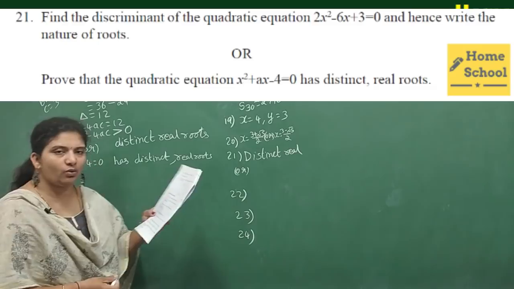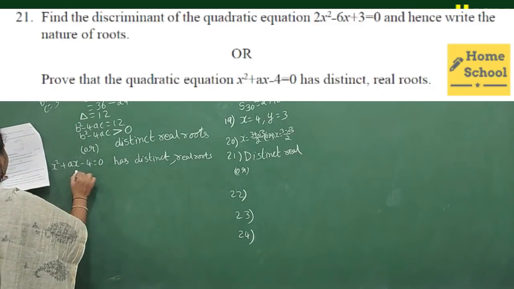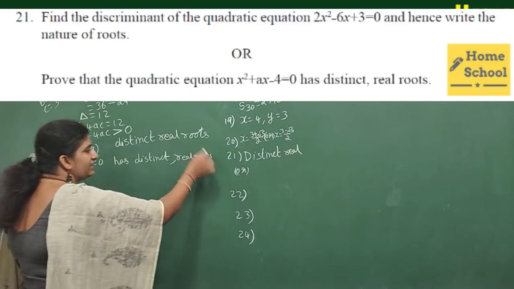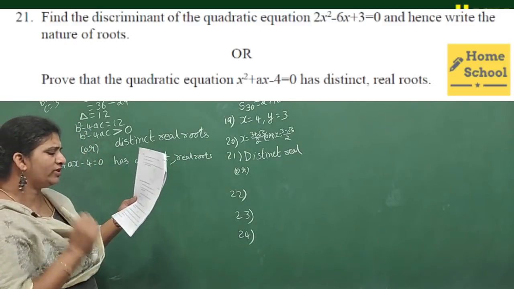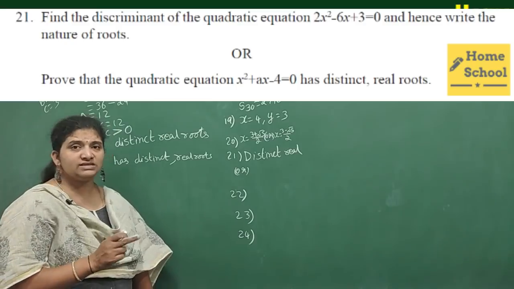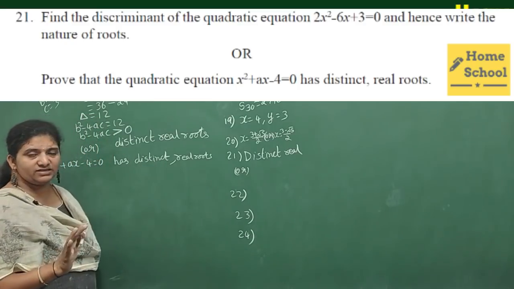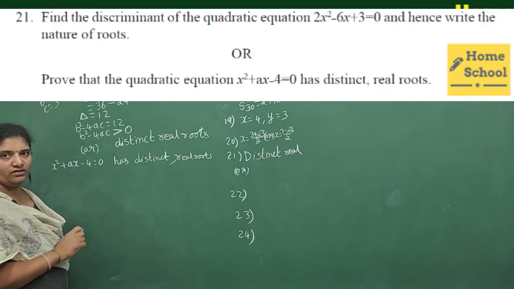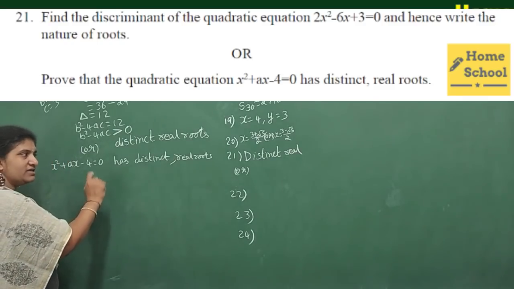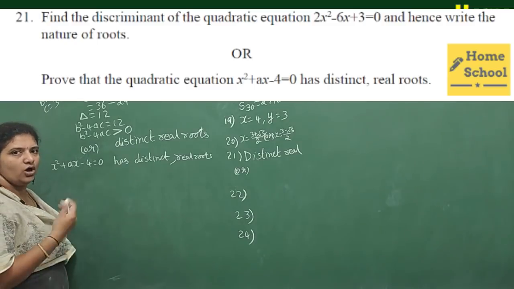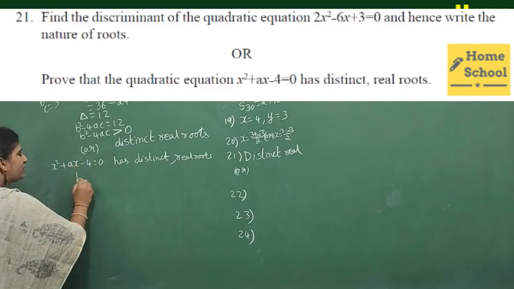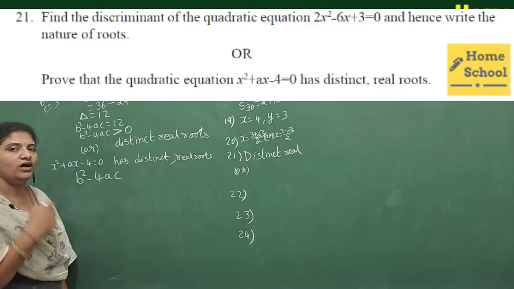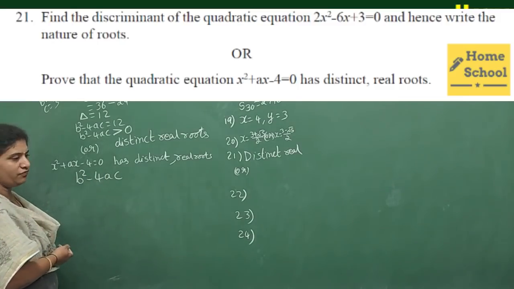Or question, in this question you have one or question. That is, prove that the quadratic equation x square plus ax minus 4 equal to 0 has distinct real roots. You need to prove this one. They did not say this has distinct and real roots. They asked us to prove this one. This equation has distinct real roots. Okay, let us check it out. b square minus 4ac, discriminant delta is also you can take, or directly you can take b square minus 4ac.